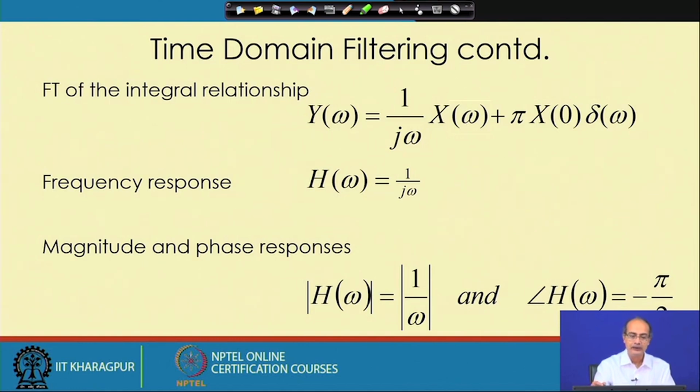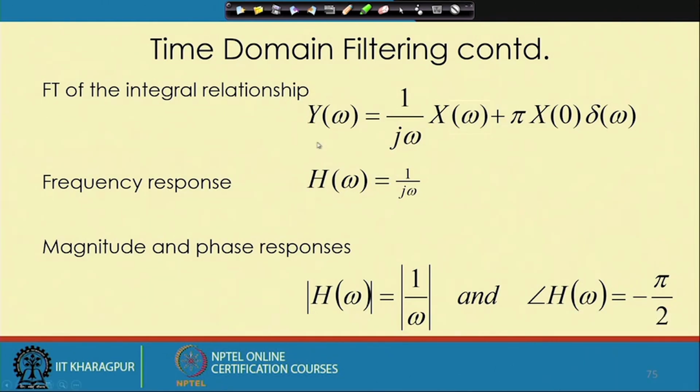Now, here f(t) is the integral, what we are showing by y(n). If we take the Fourier transform of it, what we will get is 1 by j omega times X(omega), plus there would be a delta function at 0 frequency. So, that is the form we get.